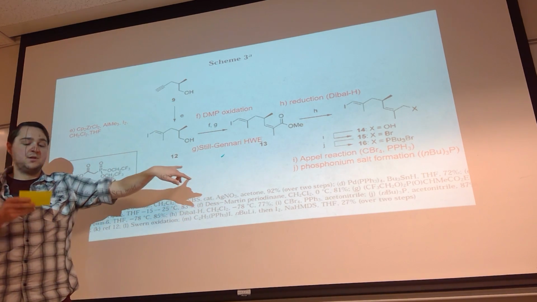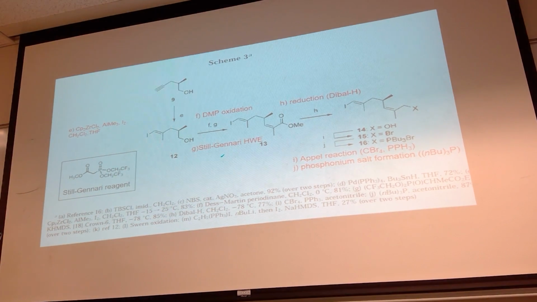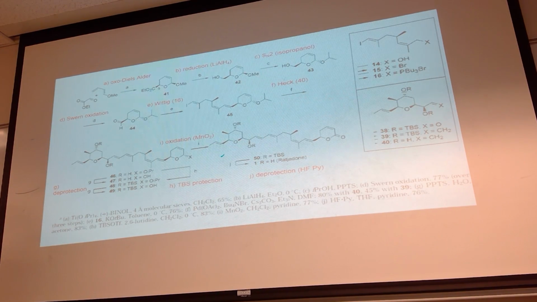This mechanism is similar to the Mitsunobu reaction. This can then be converted to a phosphonium salt, for which they use tributyl phosphine, and this goes through an SN2 reaction to give our final fragment B. So then they started synthesizing fragment C, and they began that in the top right there with an oxo-Diels-Alder.